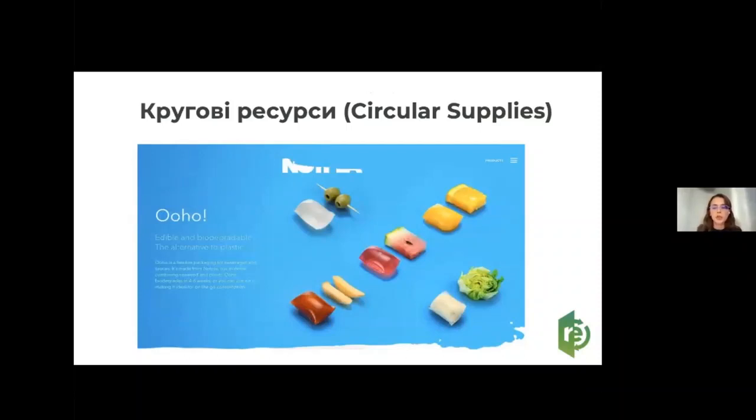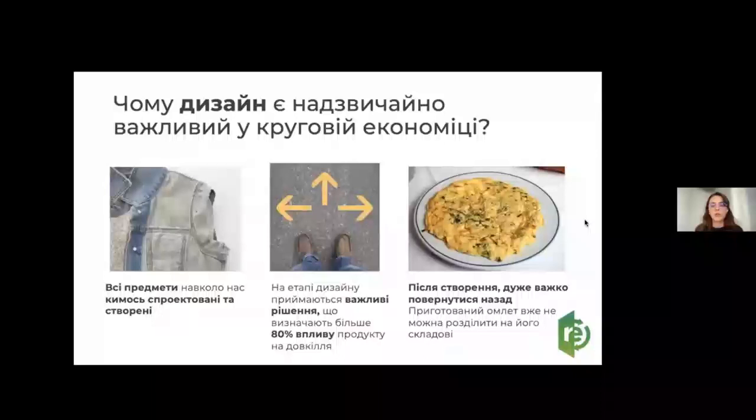And then finally, the circular supplies model foresees that traditional models are replaced with biologically generated materials, materials that are renewable. For example, the Notpla company came up with an edible and biodegradable alternative to plastic packaging that can be used for various goods and is usually not recycled. So this revolutionary packaging is produced of algae. It decomposes in several weeks, and it is a fantastic alternative to plastic.